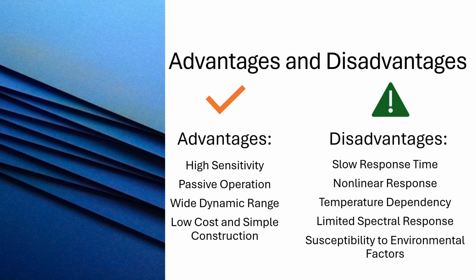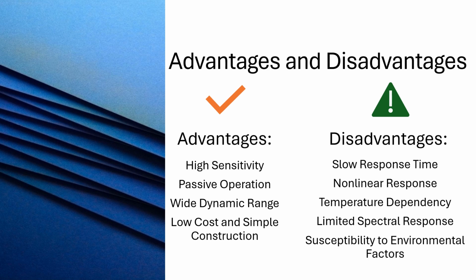And temperature dependency: the resistance of an LDR is not only dependent on light intensity, but also on temperature. Variations in temperature can affect the accuracy and reliability of light measurements. Limited spectral response: LDRs are sensitive to visible light, but may have limited sensitivity to certain wavelengths or colors within the electromagnetic spectrum. This limitation can restrict their use in applications that require detection of specific light wavelengths or colors.